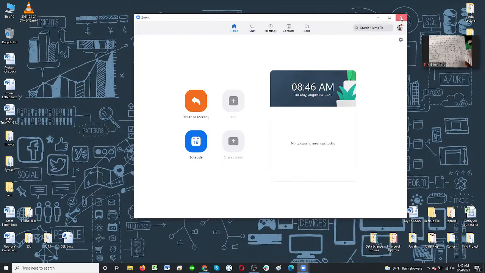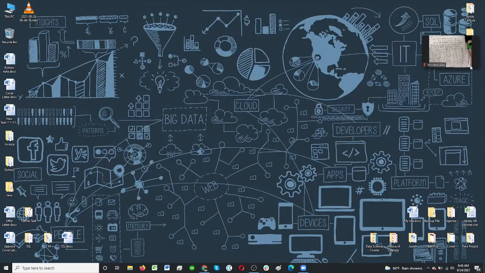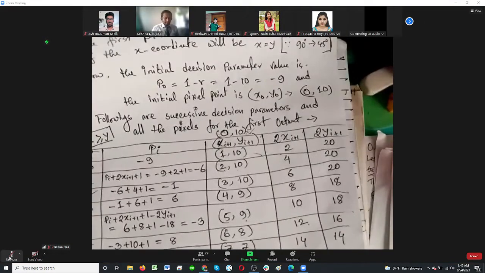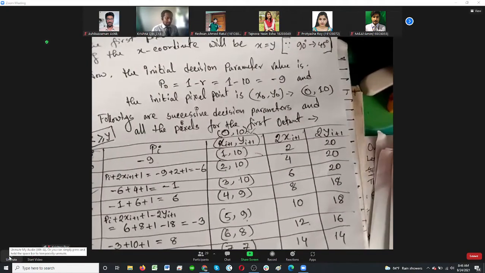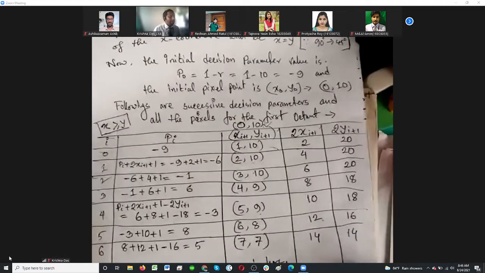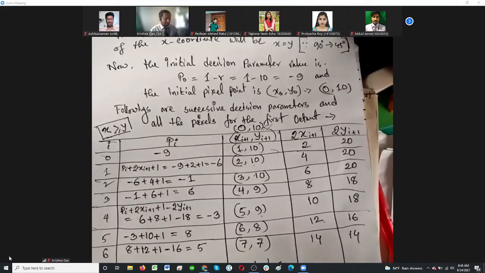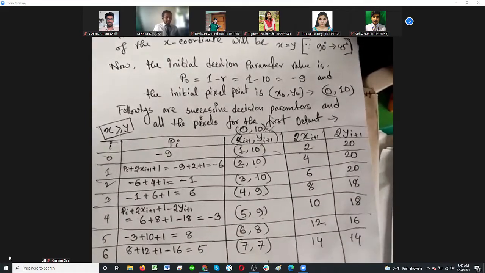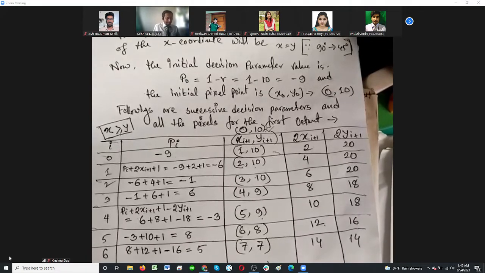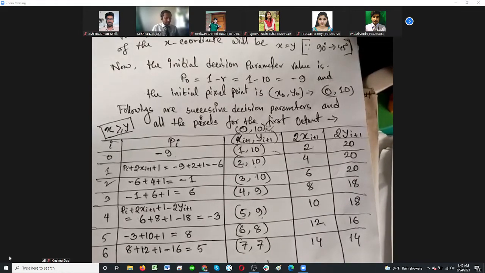Right? We have found up to these points for the first octant, and we have not plotted that on the graph, and we also need to find all the other octants. That is the situation that we have.